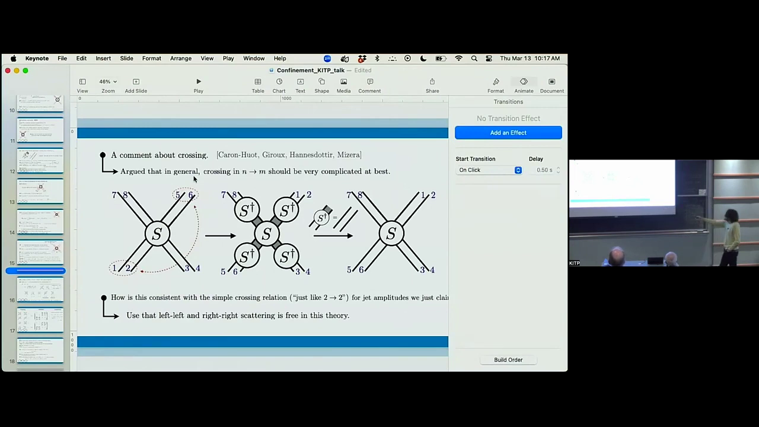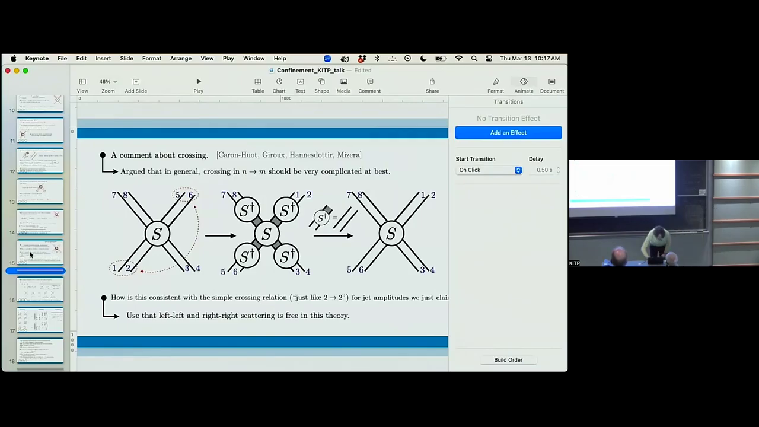Now, this is not an issue for us because, as I told you, if each of these bundles is purely left or purely right movers, we have this identity, which I argued for, and so indeed we recover the naive S-matrix. So it's consistent with what we are saying.